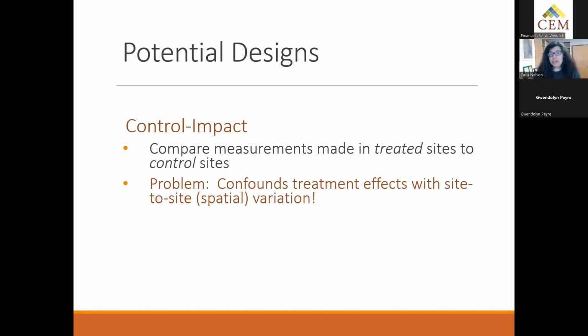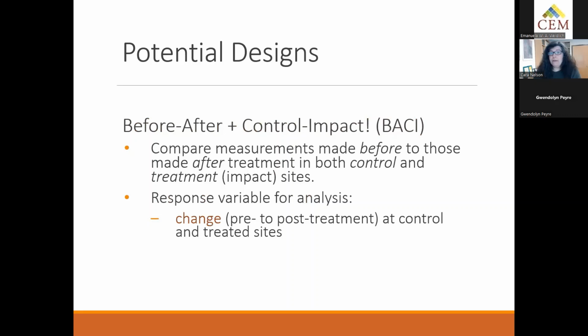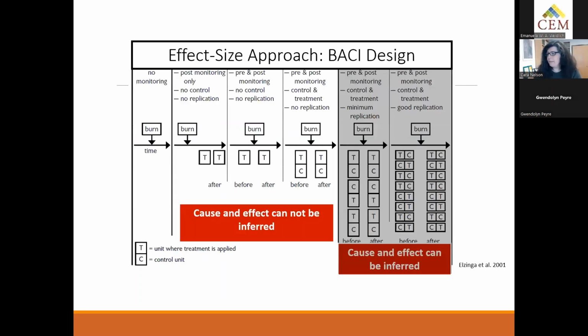Okay, so the problem with just looking at control or impact is you're confounding site to site or spatial variation with your treatment effects. So the best way to reliably answer the question is to have a before-after control impact design where you're comparing your measurements made before to those made after treatments in both control and treated sites. And the variable you're analyzing is change pre to post-treatment in your control and your treated sites. And I've got this schematic, which is from Elzinga et al. 2001, and I've modified it.